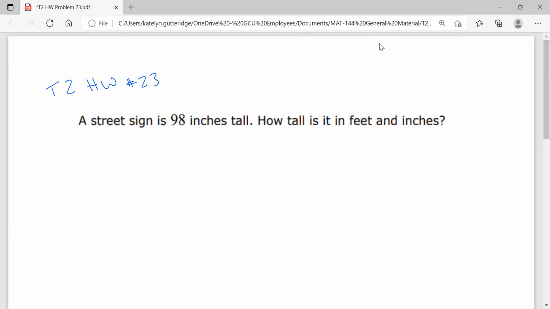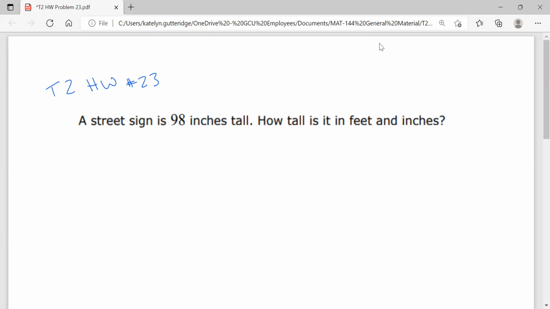So the most common example of this could be given something like the height in inches and asked to give it in feet and inches, or given the time in minutes and then asked to give the time in hours and minutes. And then it could be reversed the other way. So you could be given a height in feet and inches and asked for the height in only inches. You could be given a time in hours and minutes and then asked for the time in only minutes.